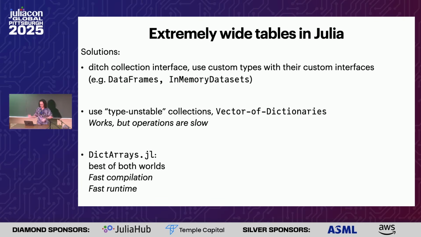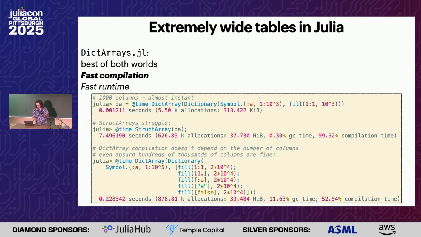So the package I'm presenting here, DictArrays, gives you the best of both worlds. It gets fast compilation, similar to type unstable collections, but it gives you fast runtime for all the supported functions, same as type stable collections. To show the fast compilation: here it is with 1,000 columns at the top, and the compilation is almost instant. It really doesn't specialize to the set of columns and all the names and types.